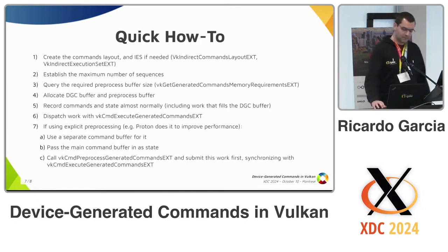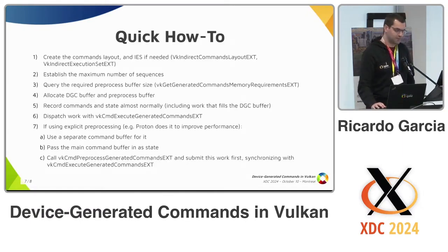So, a summary of how to use this, for anyone trying to find how this works, reading the spec, or interested in implementing this in a driver: first you create the commands layout, and optionally you create the indirect execution set if you will switch pipelines and the driver allows you to do that. Then you get a rough idea of the maximum number of sequences that you will run in a single batch, and with that you create a DGC buffer. Then you query the required preprocess buffer size, which is an auxiliary buffer that some implementations need to run this, and you allocate both buffers, the DGC buffer and the preprocess buffer.